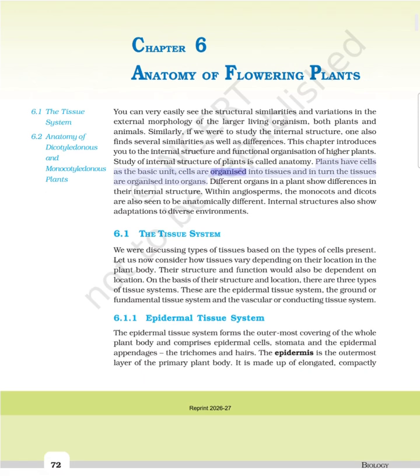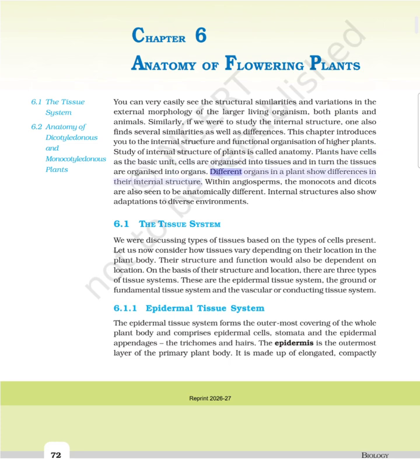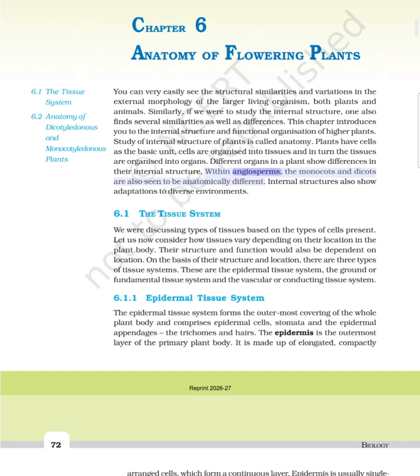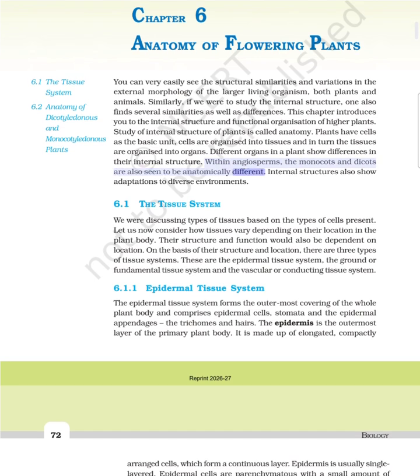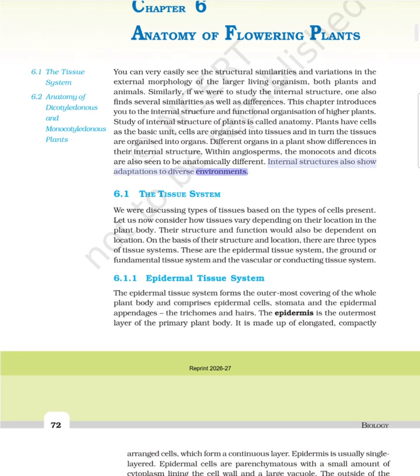Cells are organized into tissues, and in turn the tissues are organized into organs. Different organs in a plant show differences in their internal structure. Within angiosperms, the monocots and dicots are also seen to be anatomically different. Internal structures also show adaptations to diverse environments.